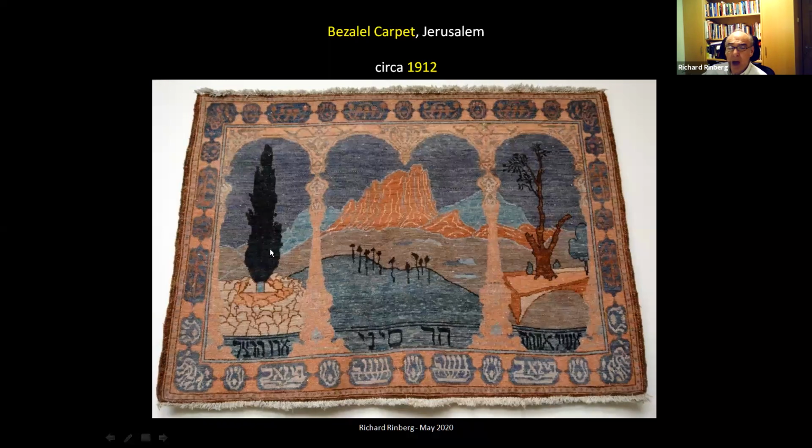And this carpet basically is sending the message from the Bezalel School of Art that yes, we have Har Sinai, we have the Torah in the middle, and years ago we had Abraham, but today, equal and opposite if you want, on the other side, today we have Herzl. Because obviously this is pre-state, 1912, we've got another 36 years before the state is going to be founded.